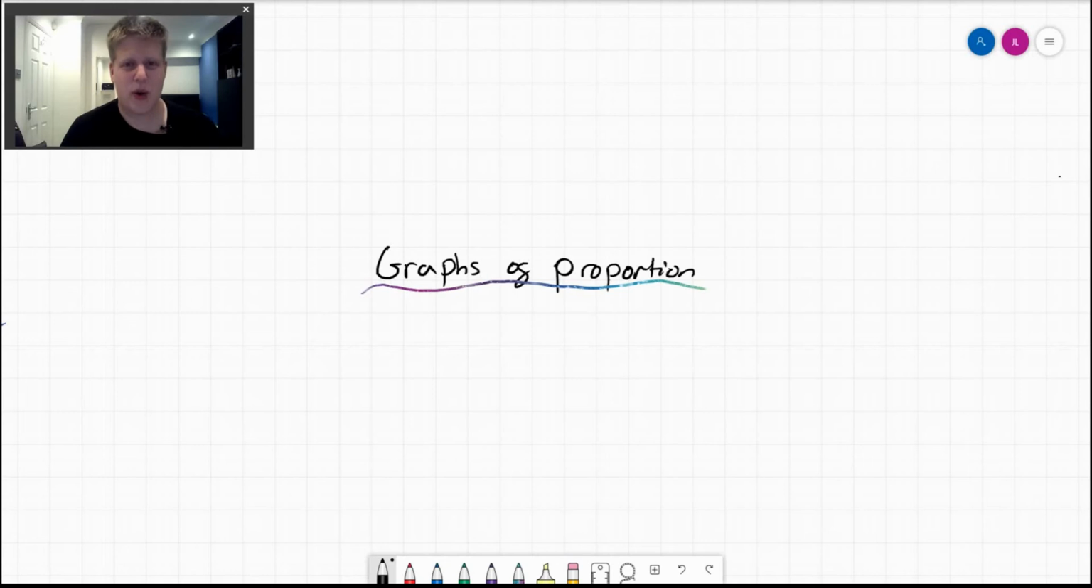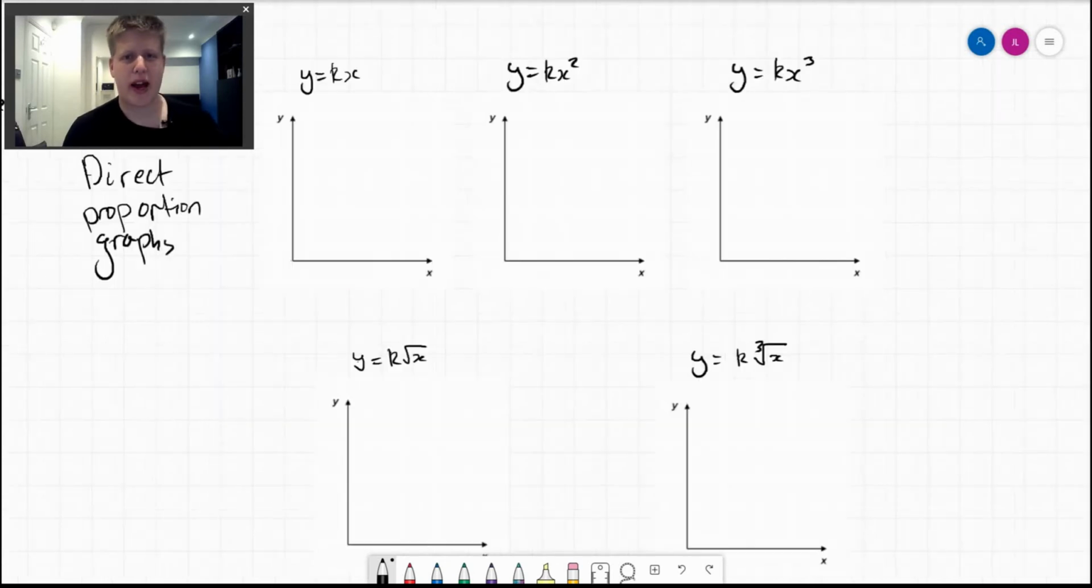Let's have a very quick look at the graphs of proportion. We know that when we have direct proportion between two variables, they have different equations depending on how they are related, such as y equals kx, or y equals kx squared, or y equals the cube root of x. And you need to know what the graphs of each one look like. So let's have a look.